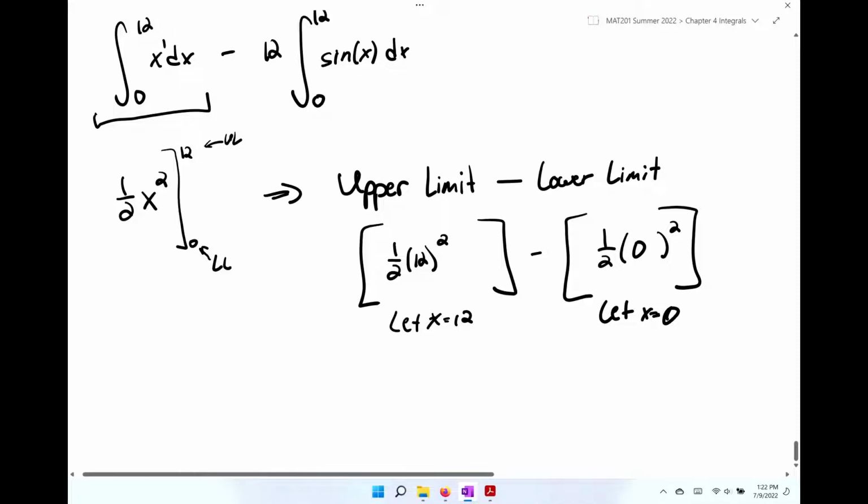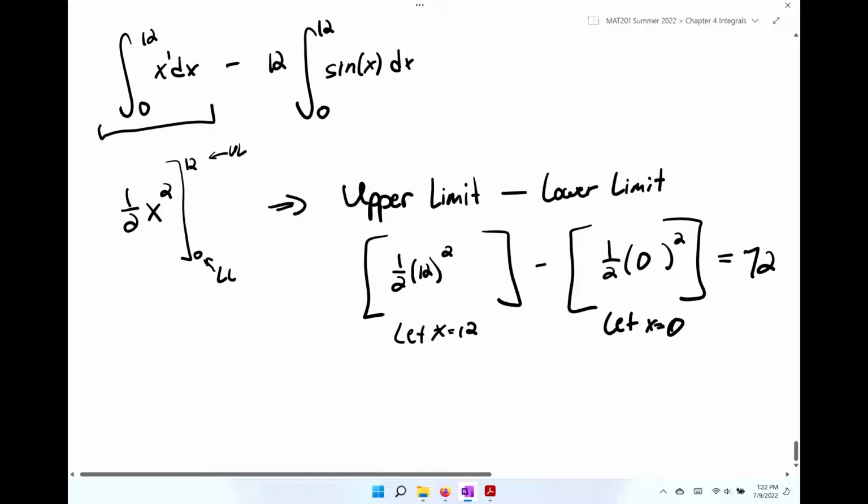All right. And all you would have to do here is just take 12 squared, which is going to be 144. And then 144 divided by 2. This is going to equal 72. So for this first part, we get 72 minus, and we do the same exact thing for the integral of sine x dx. All right. So let's go ahead and do that. So I'm going to put a 12 out front. We know we're going to multiply by 12.